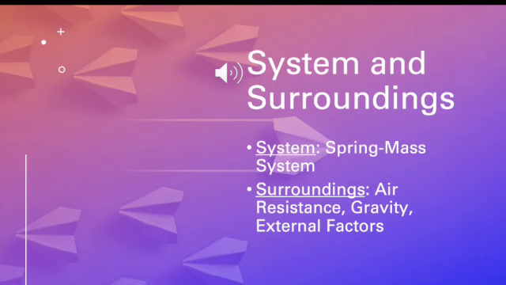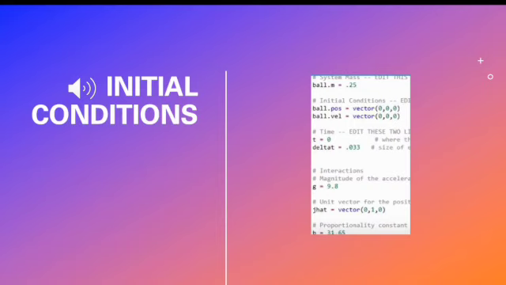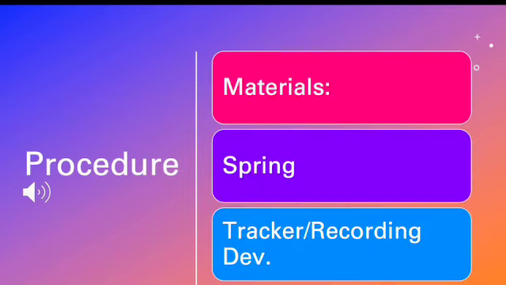The system and surroundings of this lab are, the system is the spring mass system, and the surroundings is the air resistance, the gravity, and the external factors. The only constants that we will know for this lab include the ball mass, which is 0.25, and that the velocity and the position will start at 0. To replicate this experiment, you would just need a spring and the tracker/recording device.